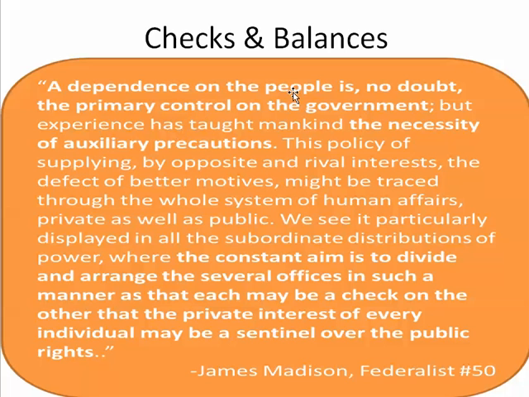Alright, so let's go back here. He says, a dependence on the people is no doubt the primary control on the government. In other words, the government needs to depend on the people. But experience has taught mankind the necessity of auxiliary precautions. In other words, we need these precautions. This policy of supplying by opposite and rival interest. Factions are going to have rival and opposite interest. The defect of better motives might be traced through the whole system of human affairs. In other words, it's human nature that we compete with one another and have rivalries opposite one another, private as well as public.